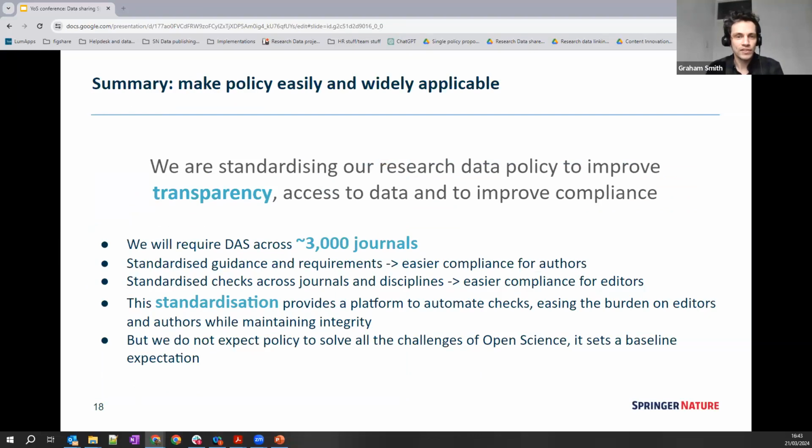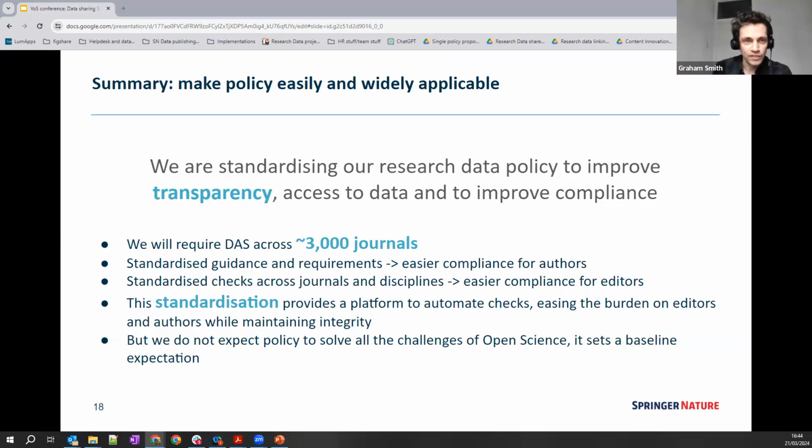So to summarize that policy part, we're rolling this out across 3,000 journals. So this is a huge move. And it's something which really takes quite a lot of work in the background. And in order to be able to do that, we have had to make things more straightforward. And we've had to really smooth these compliance checks that are performed by a very large number of editorial support teams and editors themselves. Likewise, in standardizing our guidance, we're looking to make it easier for authors.